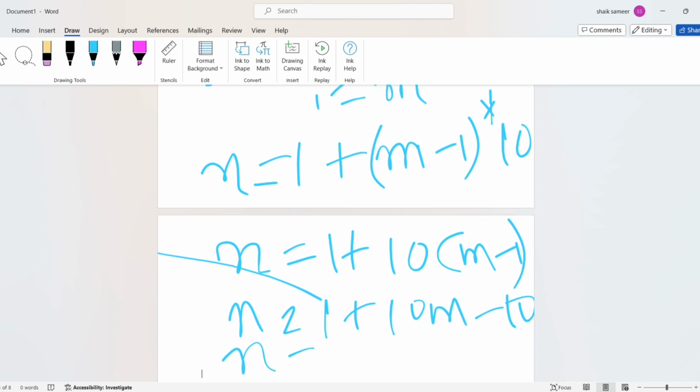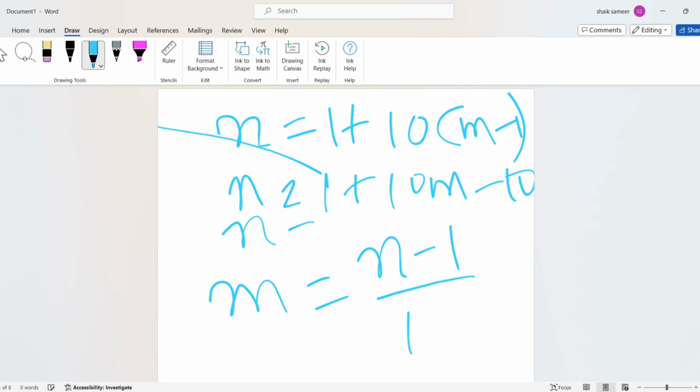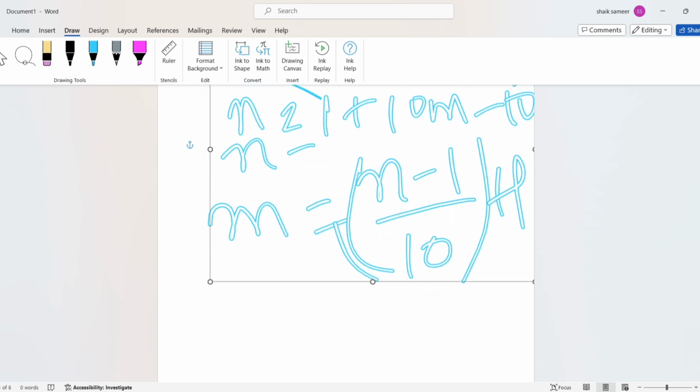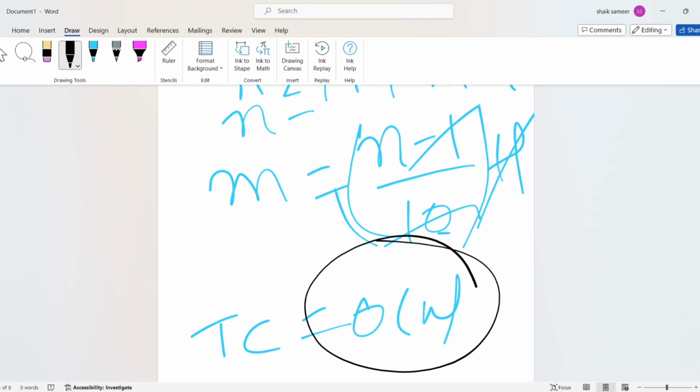Why draw the value of m? To find the time complexity, it is very easy to draw the value of m. From this one we get m equal to (n minus 1) divided by 10, plus 1. Understand? How did I get this value? From this one, if I take this as our time complexity, TC equals, first ignore the constant, next 10 must be ignored, next minus 1 must be ignored. So Big O of n, the answer is Big O of n.